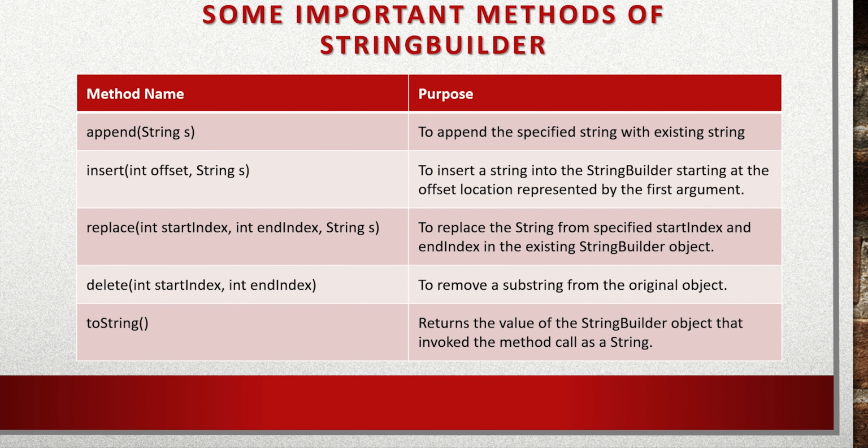insert(int offset, String s) returns a StringBuilder object and updates the value of the StringBuilder object that invoked the method call. The string passed into the second argument is inserted into the original StringBuilder starting at the offset location represented by the first argument. The offset is 0 based. Here again, other types of data can be passed in through the second argument: boolean, char, double, float, etc. The string argument is the one you are most likely to see.